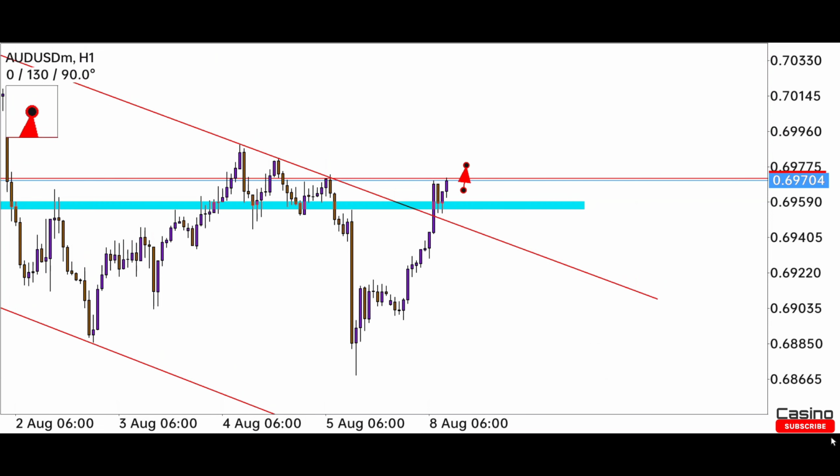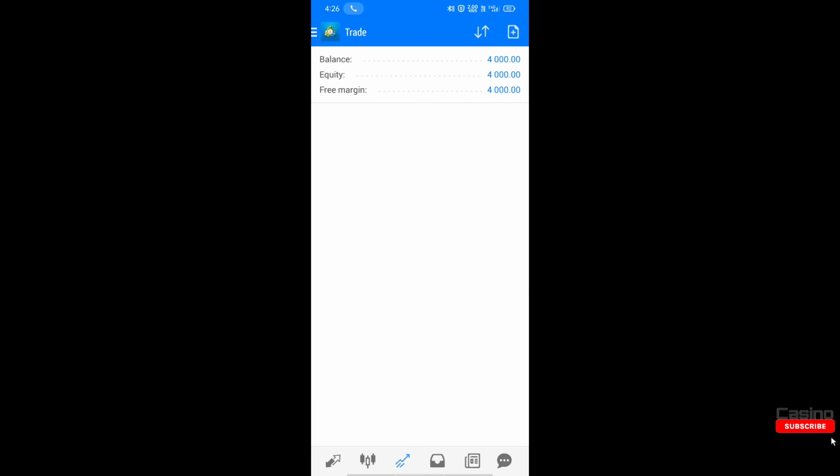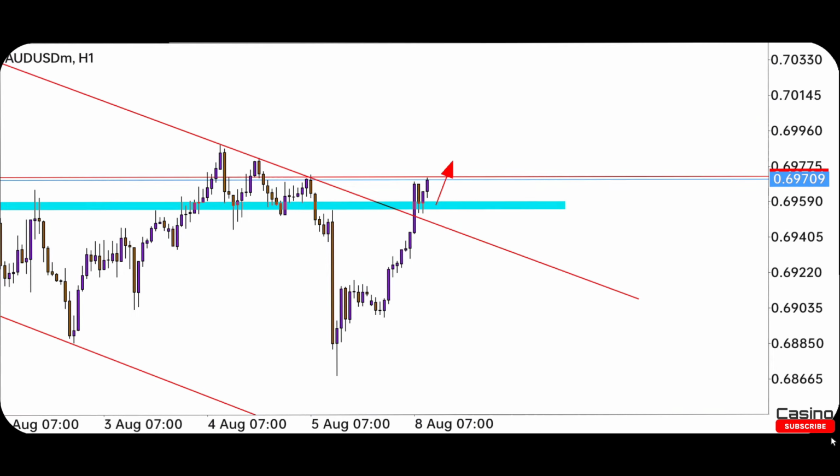There is a high percentage chance the market will go up from here, because the market has given a closing above the supply demand level by breaking the trend line on the big time frame. I have deposited $4,000 in this account, which we will grow. Our analysis is complete. The market has started going up.